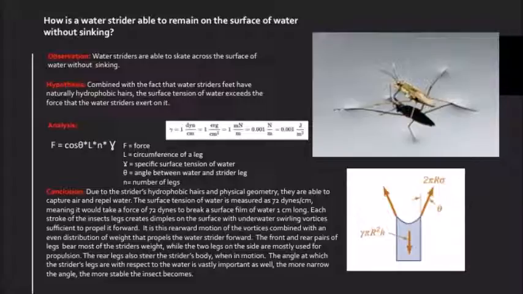The surface tension of water is measured as 72 dynes per centimeter, meaning it would take a force of 72 dynes to break a surface film of water 1 centimeter long.